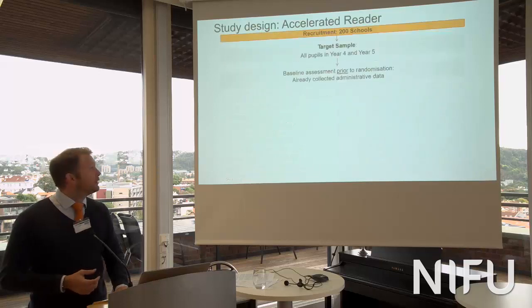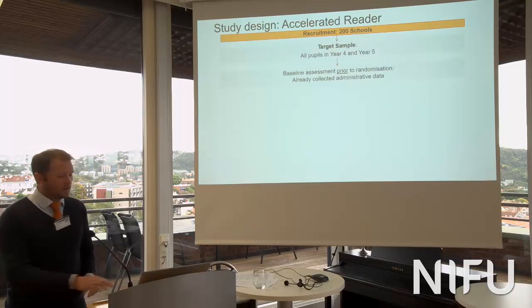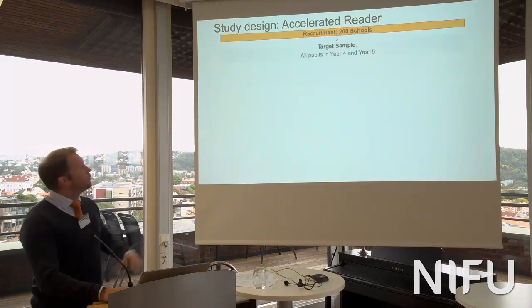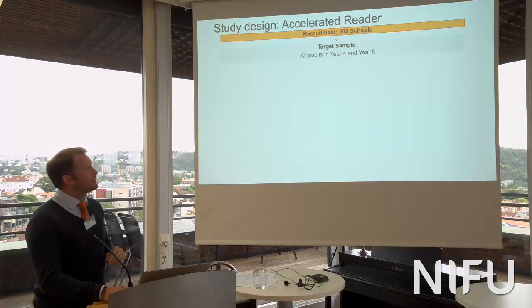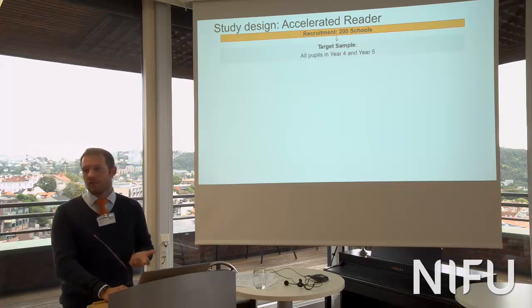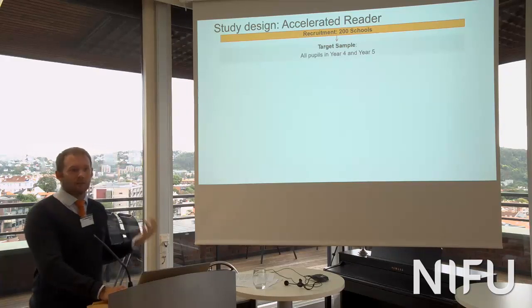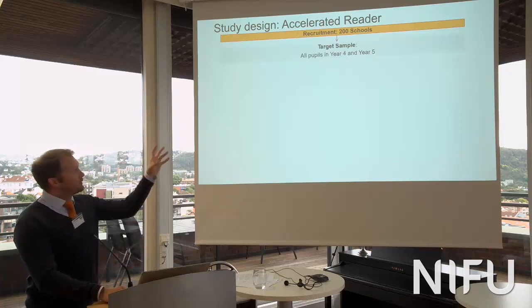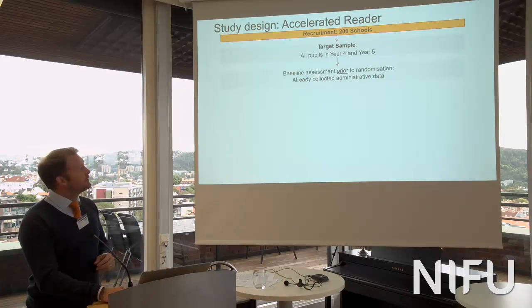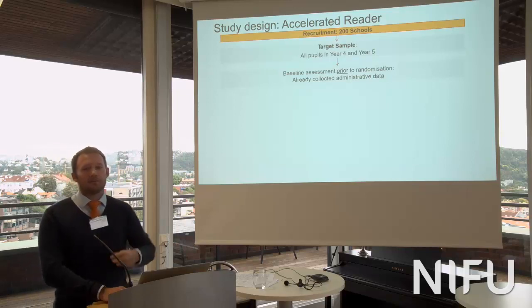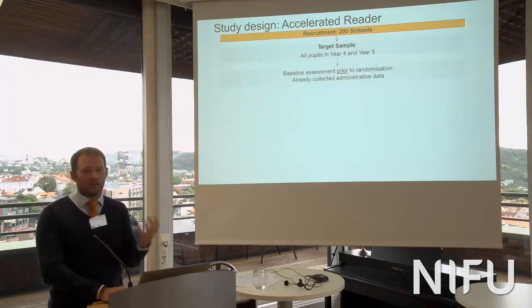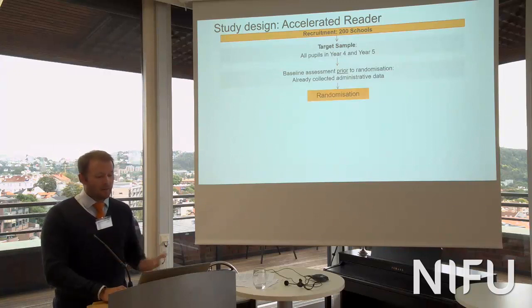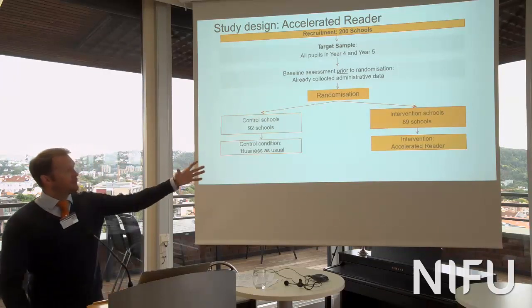I'm going to talk you through, you may have seen these kind of things before, just the steps in the process. So we recruited about 200 schools, we aimed to recruit about 200 schools in total. In reality, that meant approaching over 1,000 to try and get the schools we had in the end. So the target sample is all pupils in year 4 and year 5. We have a baseline assessment prior to randomization. So this is really administrative data, I think you call registry data. And we have the randomization, and then we have the control schools and intervention schools.